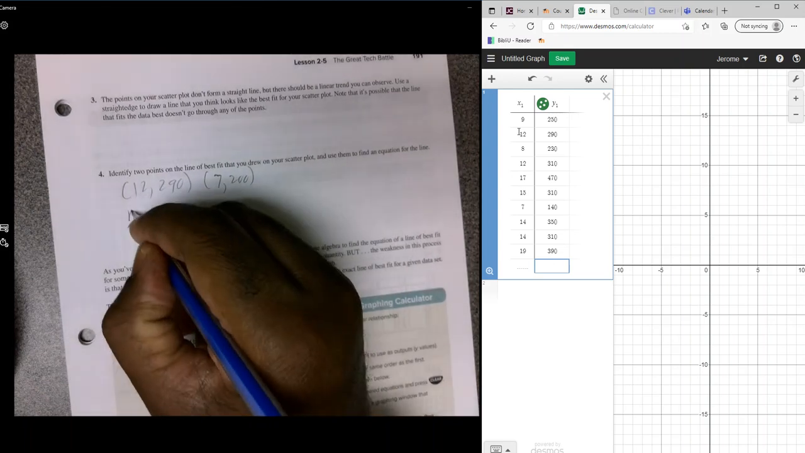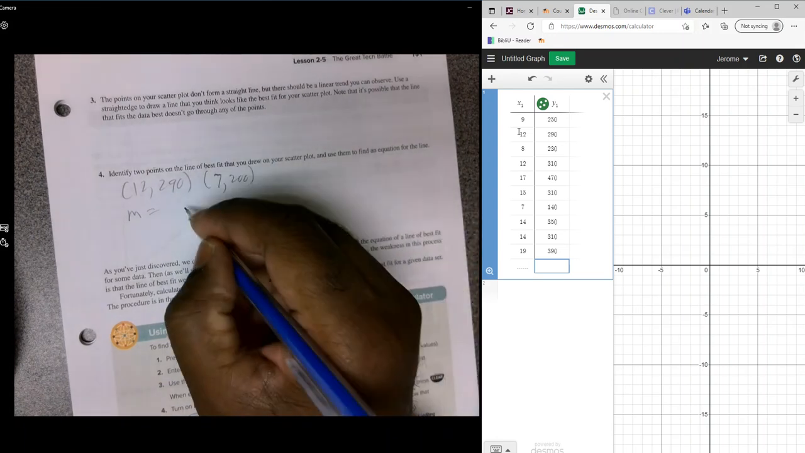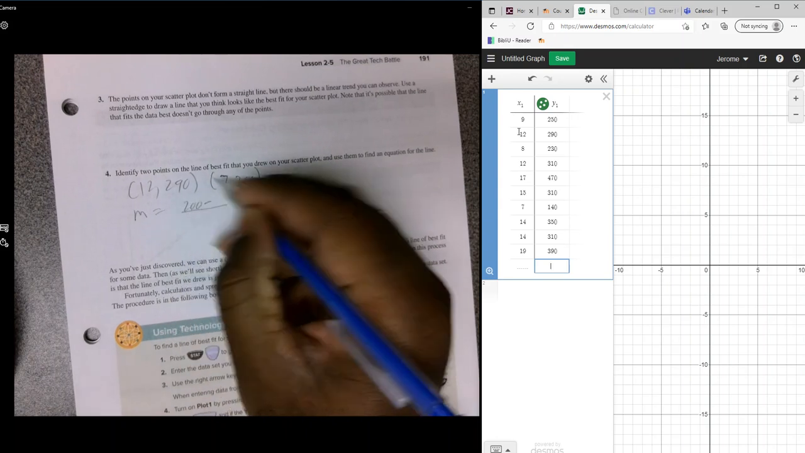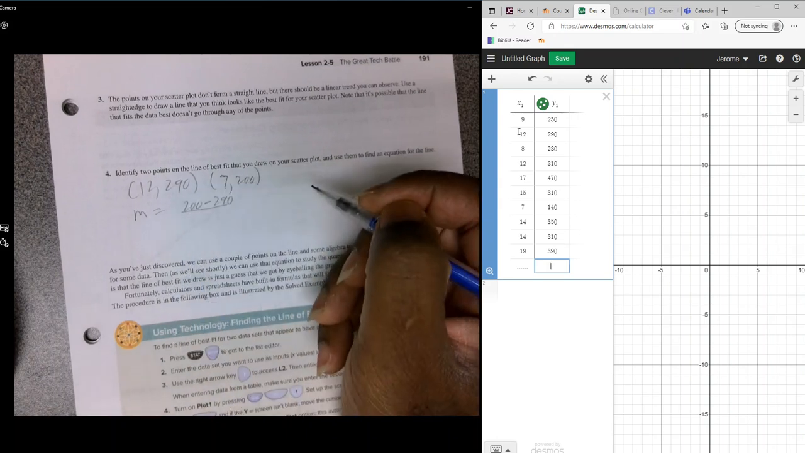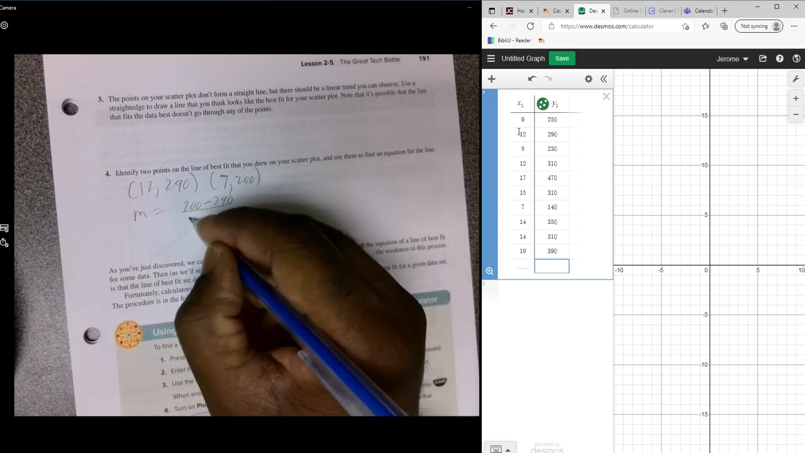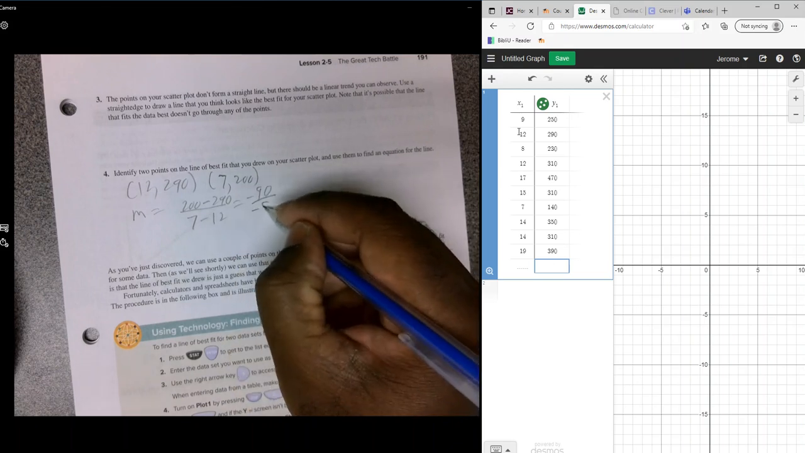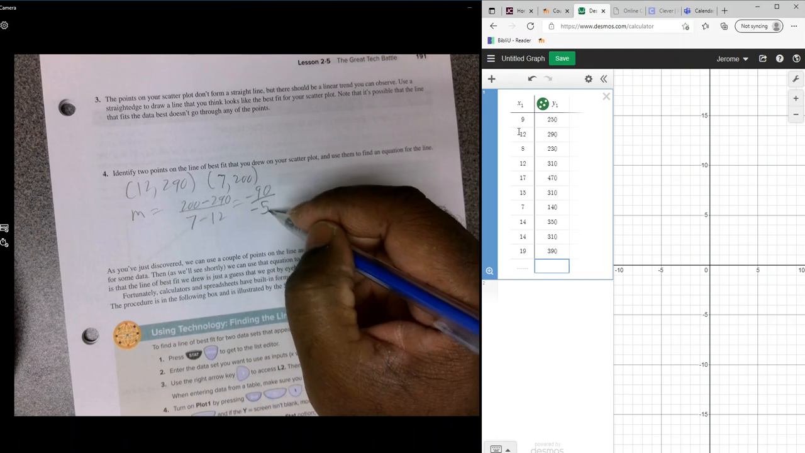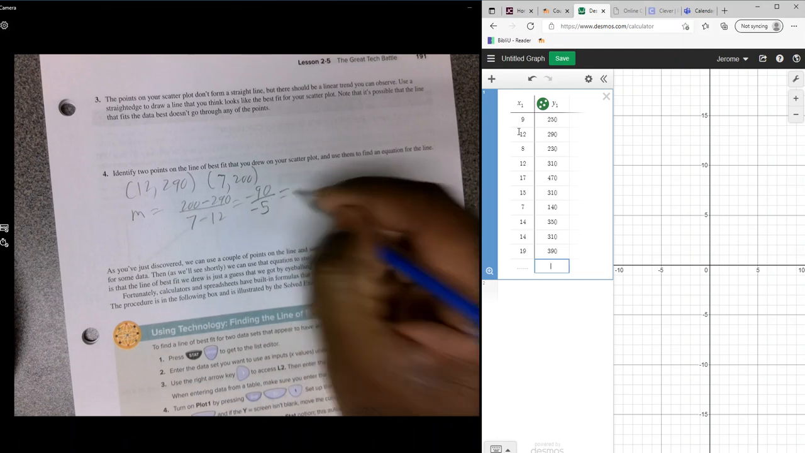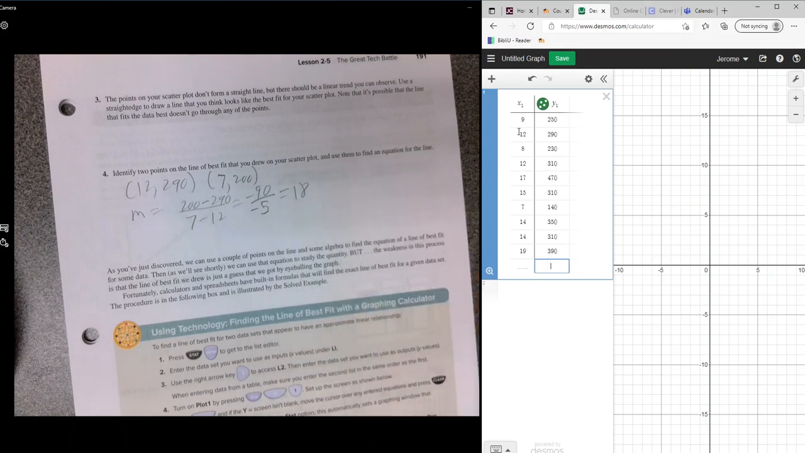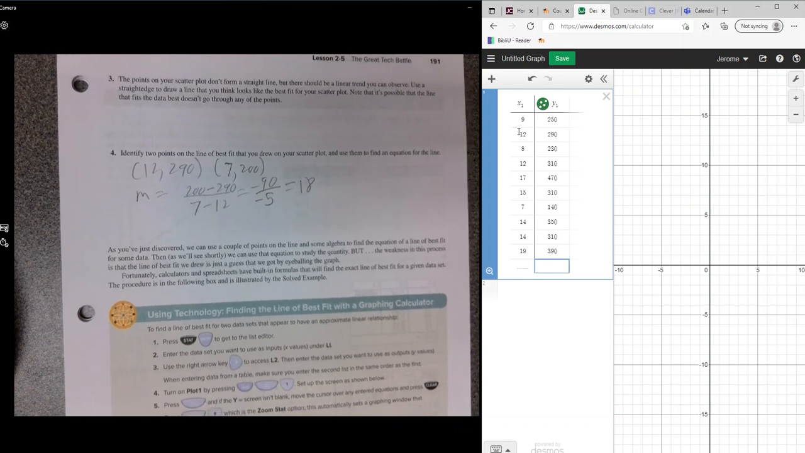All right, so now we're going to find the slope. We're going to try and get the equation of best fit here. So we have y sub 2 minus y sub 1 all over x sub 2 minus x sub 1. So this is negative 90 over negative 5. Negative 90 divided by negative 5 will give us 18. Now, a lot of times your answer is not going to come out this exact, but I'm just saying since we're just using points off of the graph.